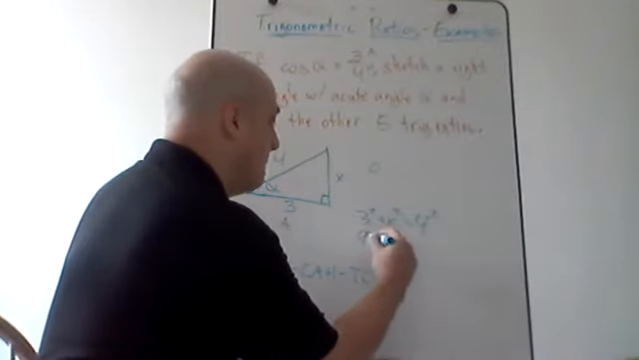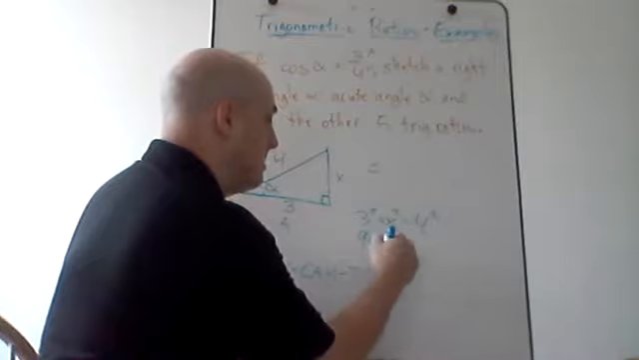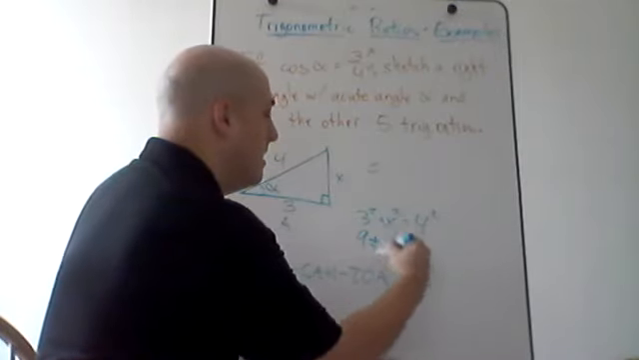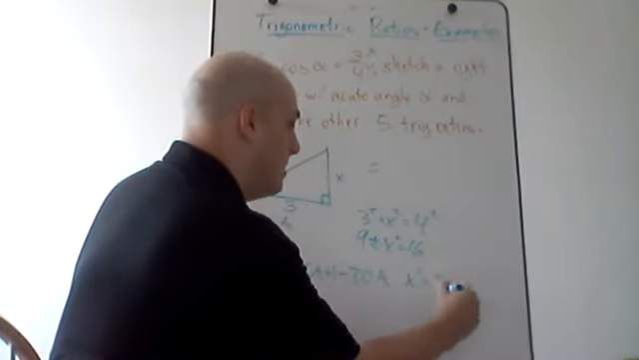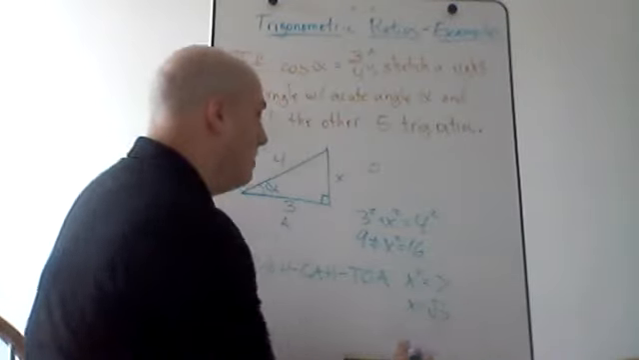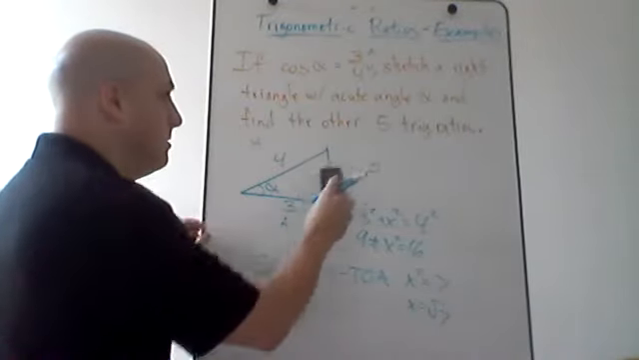And then if we solve this, we have 9 plus x squared equals 16. If I subtract the 9, I get x squared equals 7. And when I take the square root on both sides, I get x equals the square root of 7.